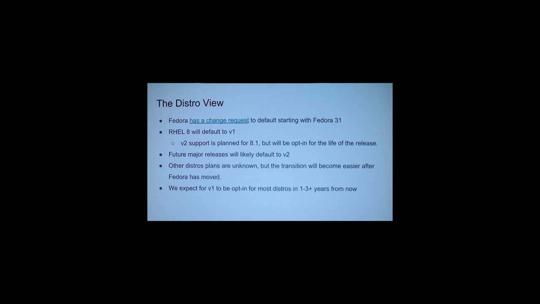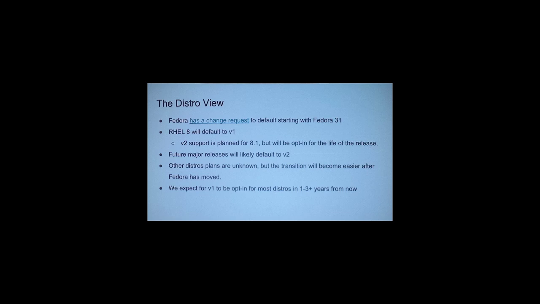So RHEL 8 is going to continue to default to V1, but in a soon minor release, I said A1, but maybe A2, we will also have full support for V2. So RHEL 8 is our release that is going to bridge this gap and live in this dual world of cgroup life. And if we miss on Fedora 31, what we don't want is the same situation in a RHEL 9 world. So that's why we got to hit this in Fedora 31, and that's why this work is so important.